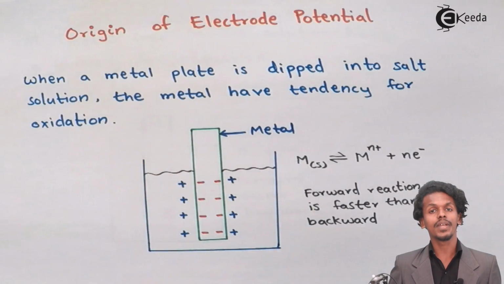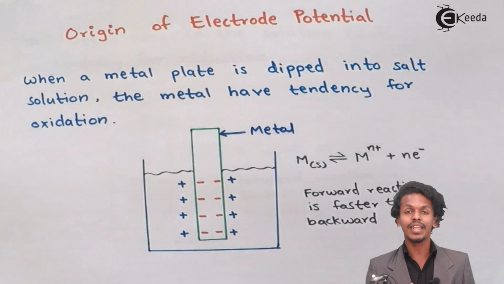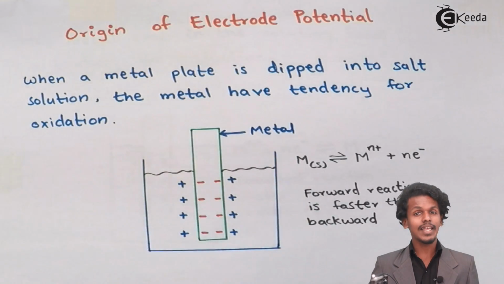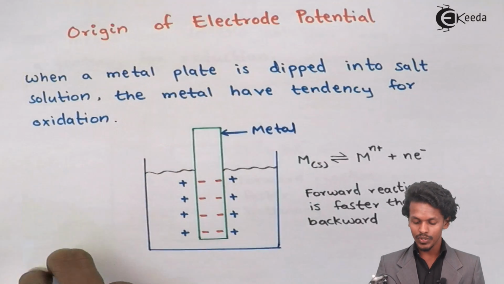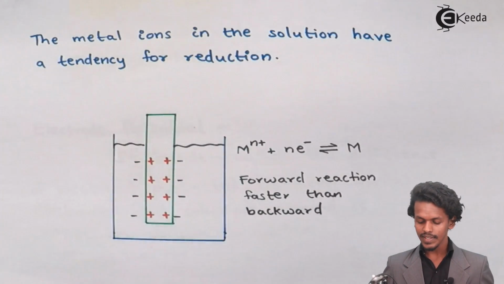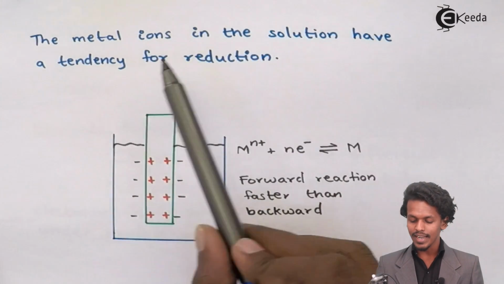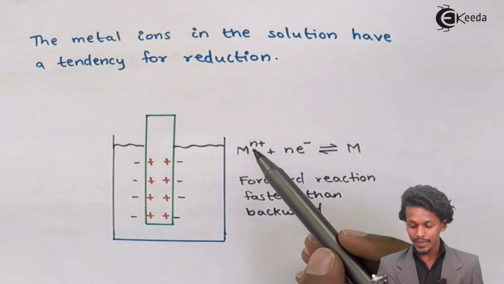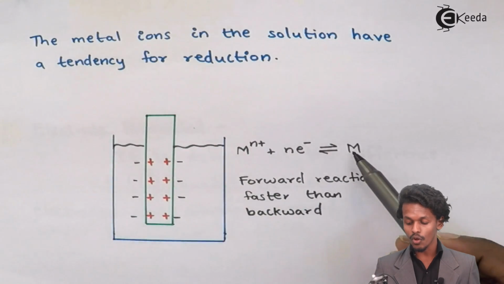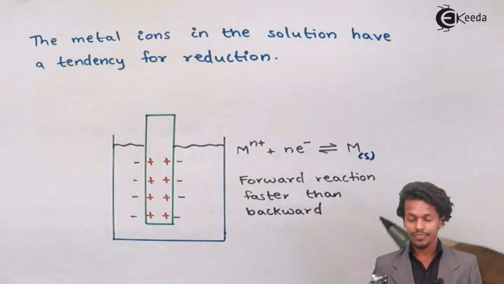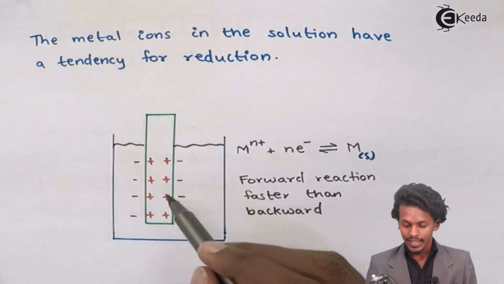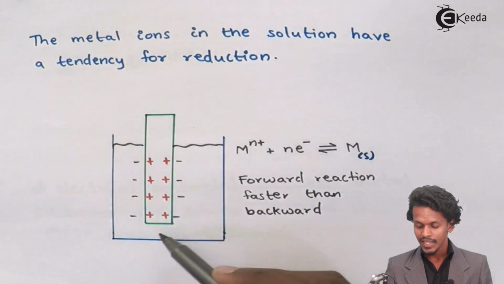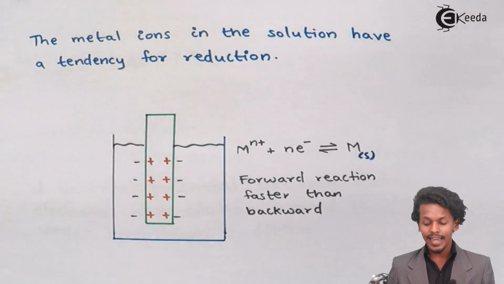Another way to generate a potential on a particular electrode is if the metal undergoes reduction. The metal in ionic form can undergo reduction also. Suppose the metal ions in the solution have a tendency for reduction. Then Mn plus will accept electrons to form the metal in solid form. The metals present in ionic form, that is Mn plus, will all try to gain electrons present on the metal.